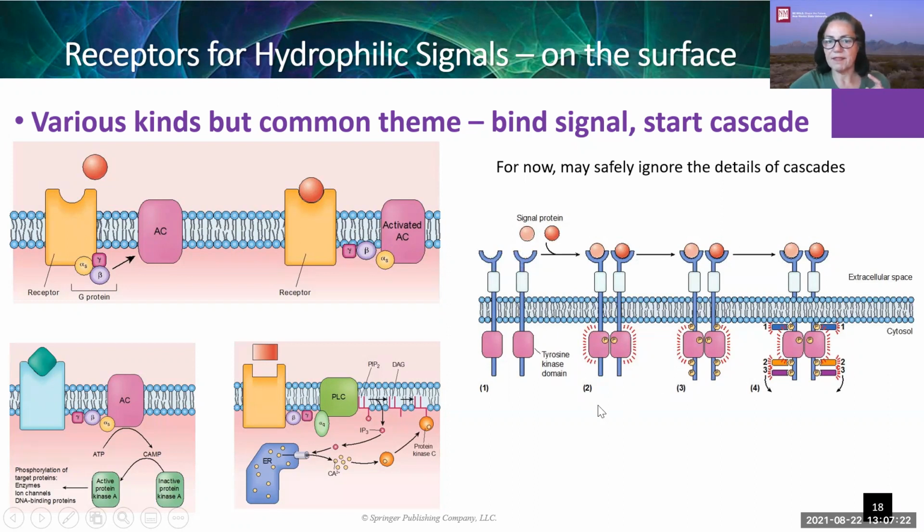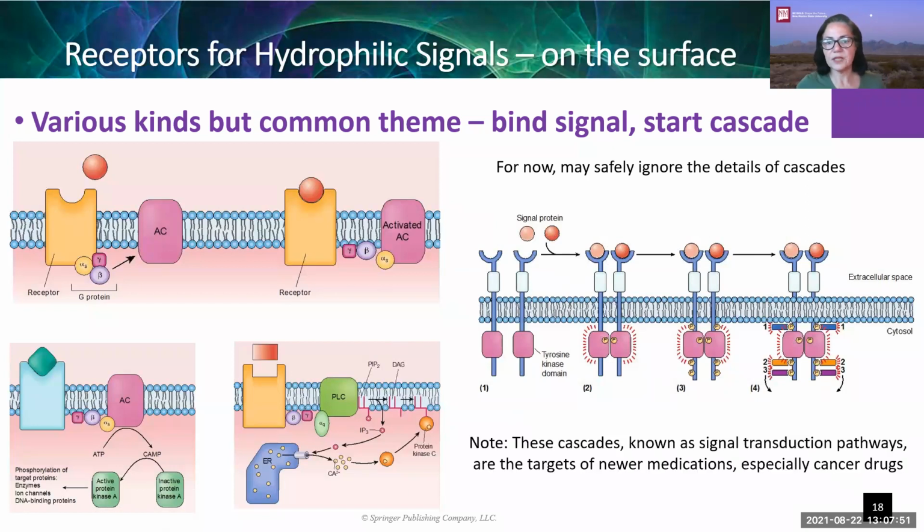And sometimes things go wrong in the cascade in a way that even without the signal arriving, the cell starts marching through the cell cycle and starts making copies of itself. We call that cancer. And so understanding the signaling pathway and what happens in those reactions can help us figure out what kind of cancer, what's the mistake exactly, and how can we short circuit that, get in the way of that. And so these cascades, they're known as signal transduction pathways, and these are the targets of some newer medications, especially cancer drugs.